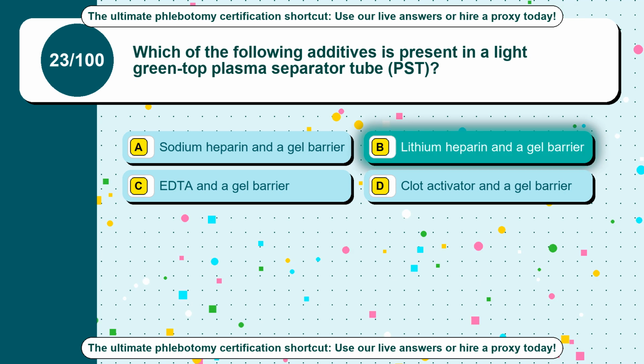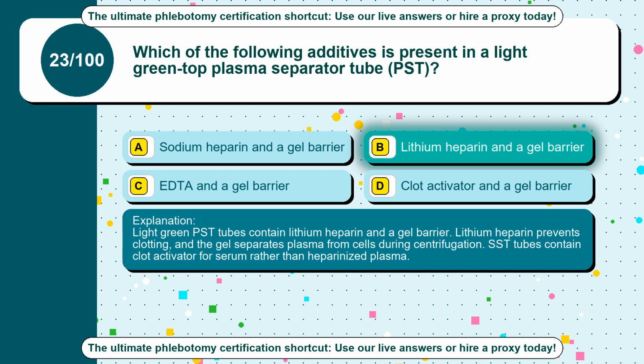The correct answer is option B, lithium heparin and a gel barrier. Light green PST tubes contain lithium heparin and a gel barrier. Lithium heparin prevents clotting, and the gel separates plasma from cells during centrifugation. SST tubes contain clot activator for serum rather than heparinized plasma.